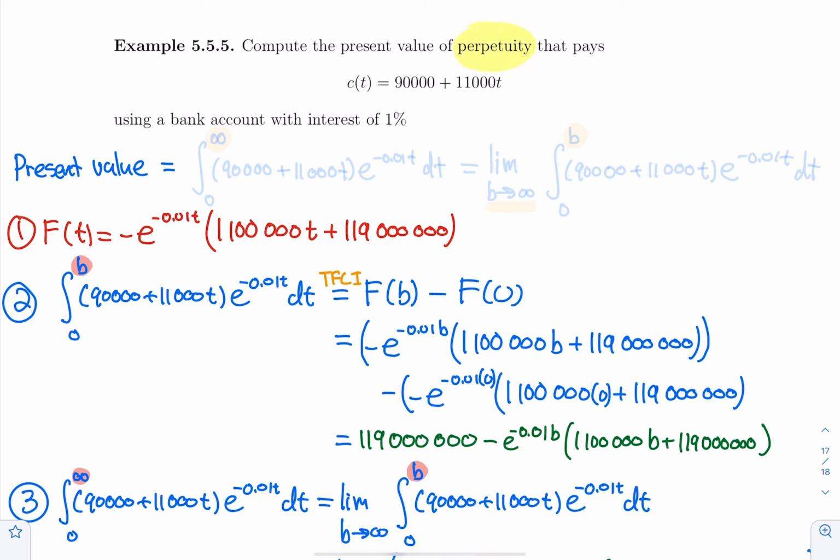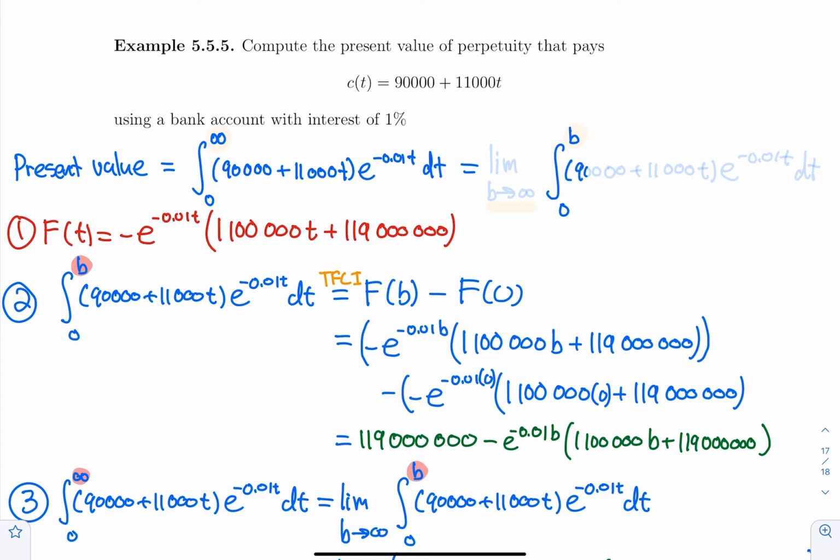So the present value when you're doing this forever, we're talking about the integral between 0 to infinity of C(t), 90,000 plus 11,000 t, e to the minus 0.01 t dt. So this is an improper integral type 1. We want to get rid of the improper bound, which is infinity here, so we're going to replace infinity by, let's say, b. Cannot use t here because t is already time here. So I'm going to use b as the upper bound.